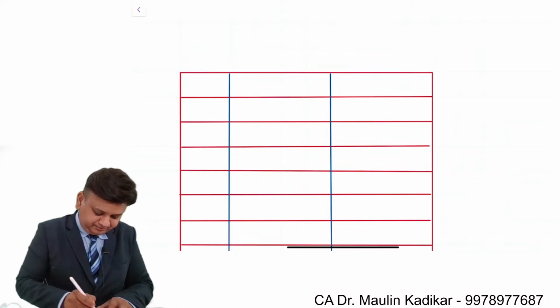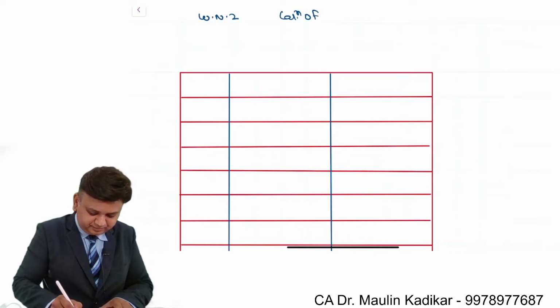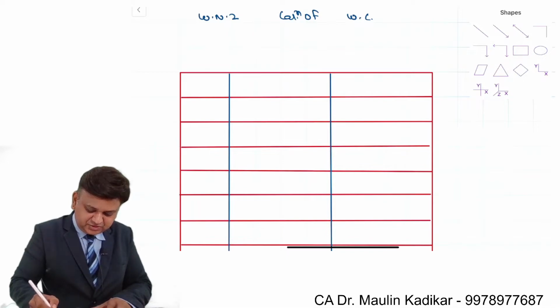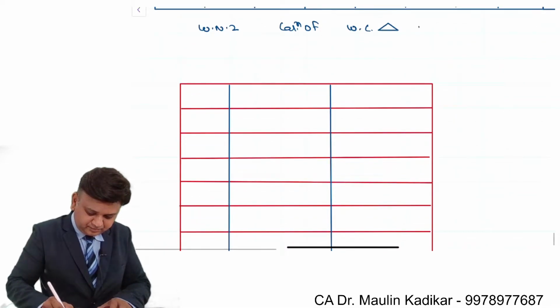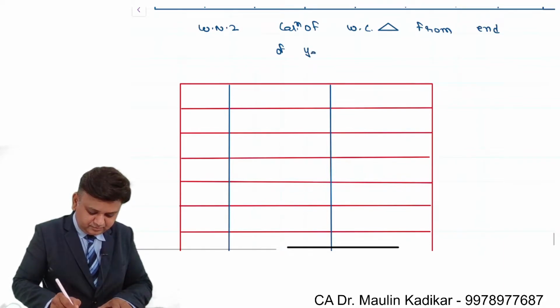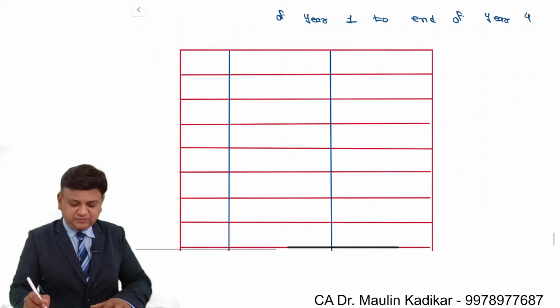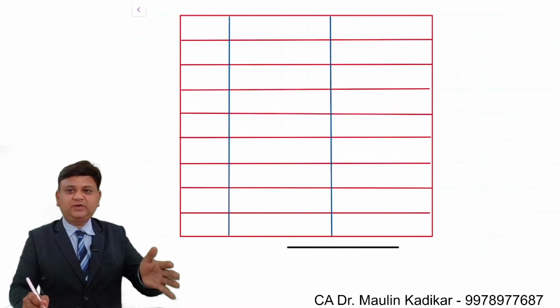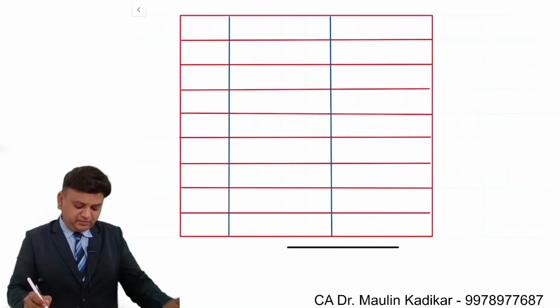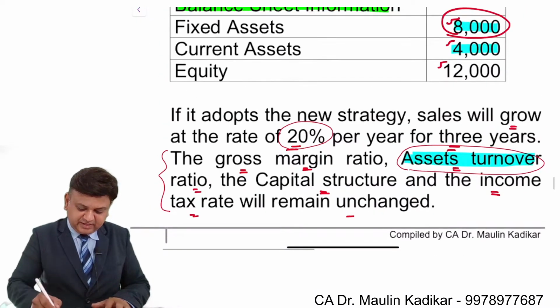Working note number two, calculation of working capital change from end of year 1 to end of year 4. Why fourth year? Because we understand that from fourth year onwards, whatever the perpetual cash flow is required to be discounted to the third year end. What is the working capital? Right now that we have it is 4,000.